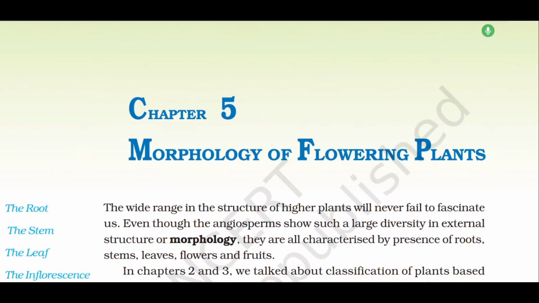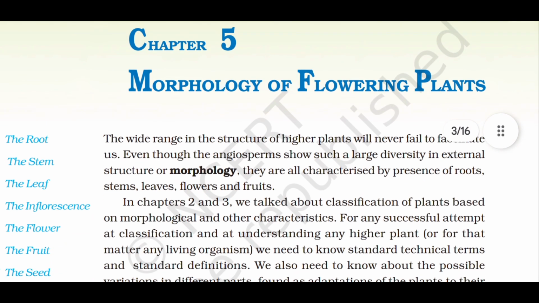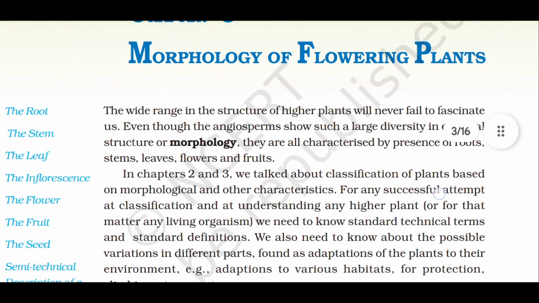Dear student, let's begin with the NCERT reading of Class 11, Chapter 5, Morphology of Flowering Plants. The wide range of structure of higher plants will never fail to fascinate us, even though the angiosperms show such a large diversity in external structure or morphology. They are all characterized by the presence of roots, stems, leaves, flowers, and fruits.